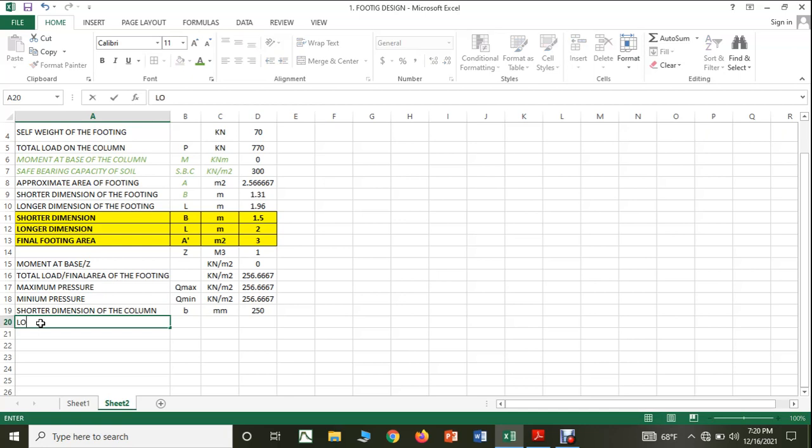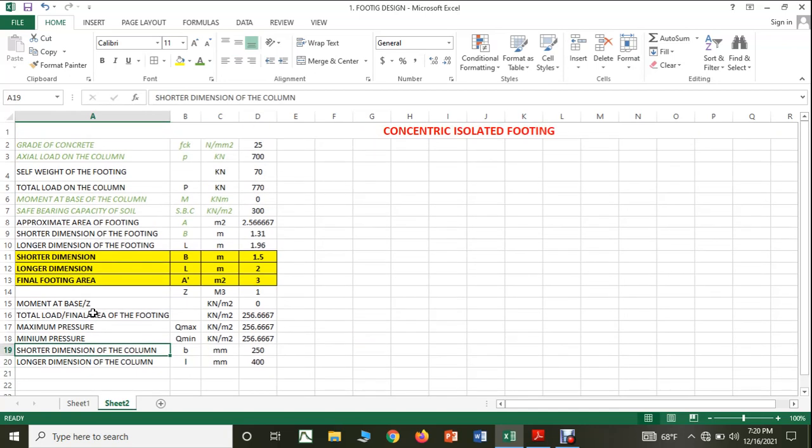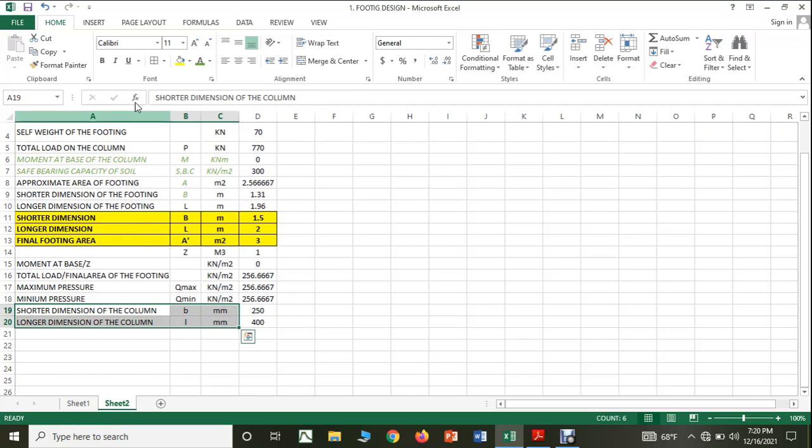And next you have the longer dimension of the column. So this is B, that is small l, which will be given in mm, and let us give it as 400. Okay, and you can make these two inclined. Why? Because they are inputs, and let us make them in green color, right?